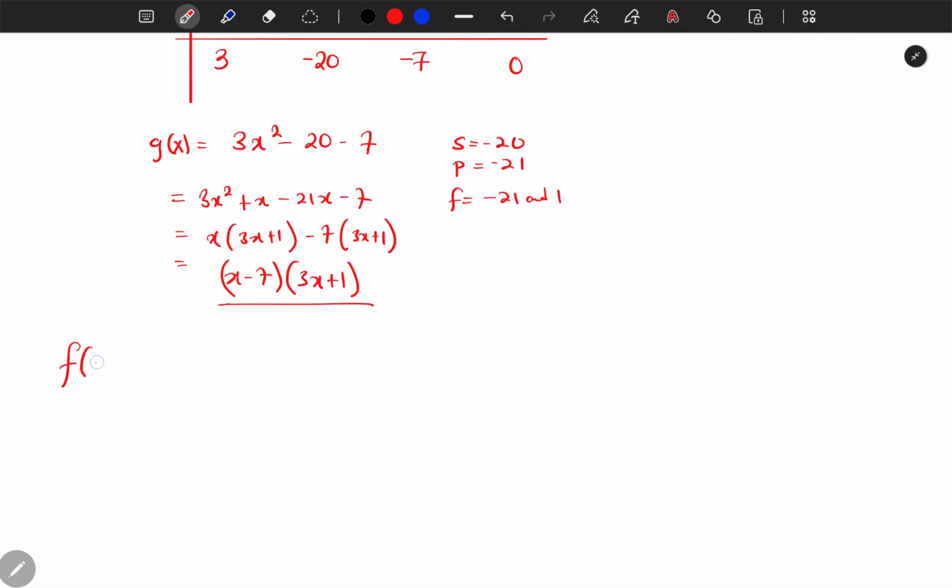Therefore, a complete factorized form of f of x will be x plus 2, then x minus 7, then 3x plus 1, and you are done.